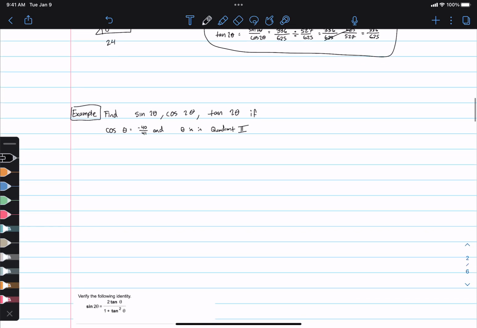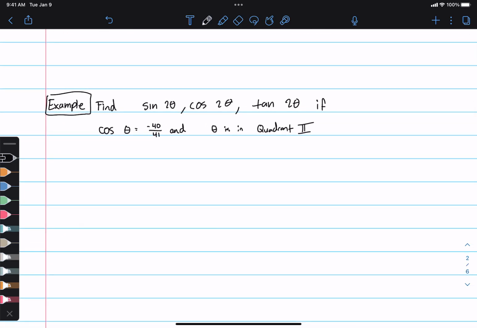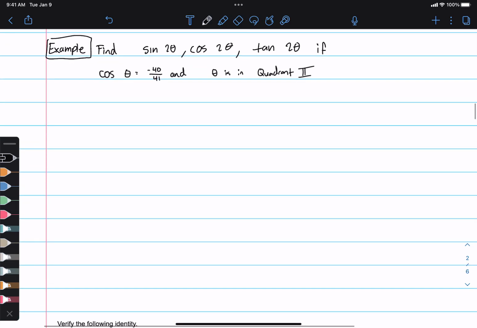So we're getting into 2 more examples and then we'll move on to the next topic. So find sine of 2 theta, cosine of 2 theta, and tangent of 2 theta if the cosine of theta is negative 40 divided by 41 and theta is in quadrant 2. I'll give you some time to think about that. Try this on your own.